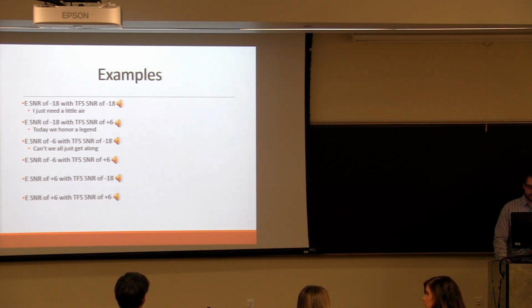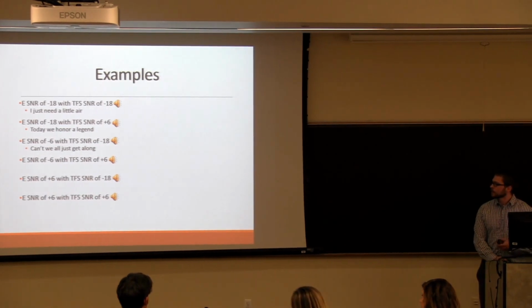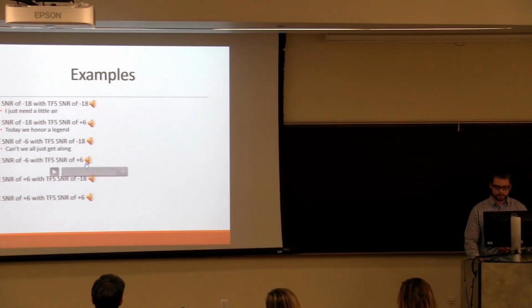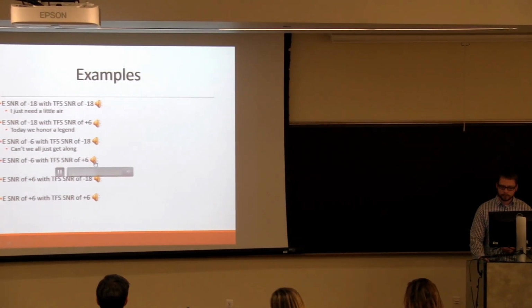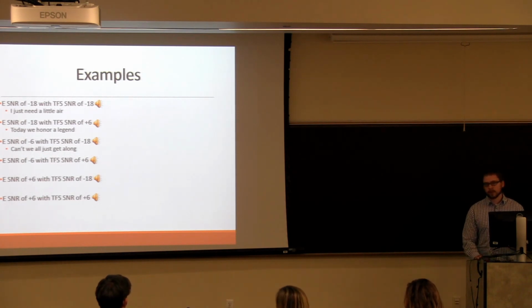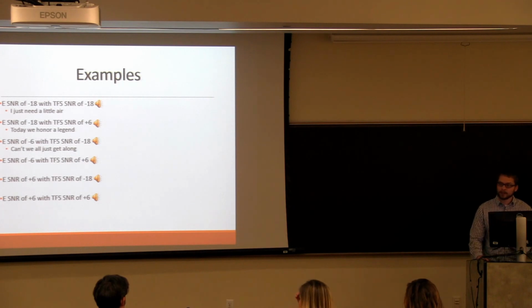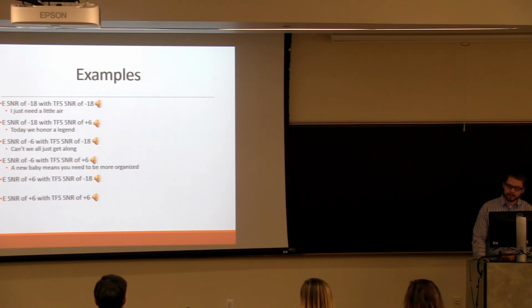For this next one, once again, the envelope is at -6, and here the temporal fine structure is at its best. Still difficult, but you might be able to pull out a word or two, and if you listen closely multiple times, you actually might be able to get the entire sentence. But the sentence actually states, "A new baby means you need to be more organized."